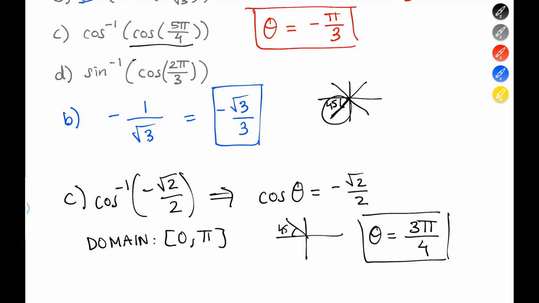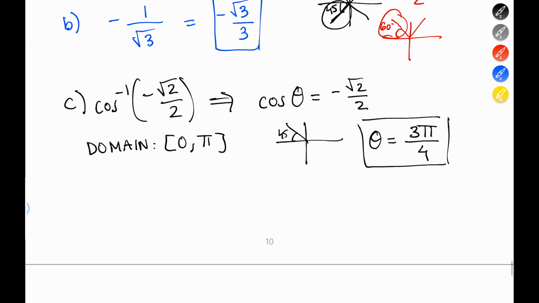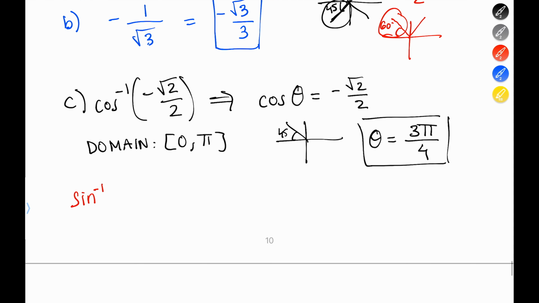So now let's look at part D. It is sine inverse of cosine of 2 pi over 3. If I were to locate 2 pi over 3, this would be pi over 3, and this would be 2 pi over 3, and we would have a reference angle of 60 degrees. Cosine is negative in the second quadrant, so we're going to have a negative value, and since the reference angle is 60 degrees or pi over 3, cosine of 2 pi over 3 is going to be negative 1/2. So now we're going to have sine inverse of negative 1/2.